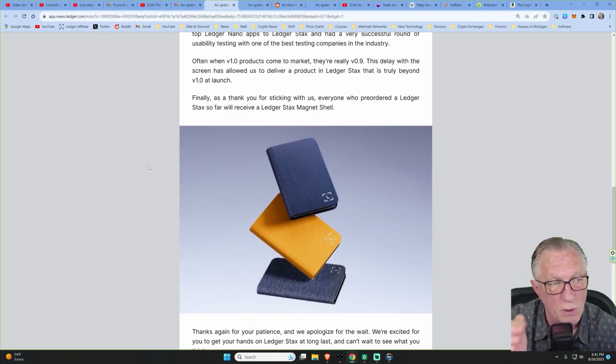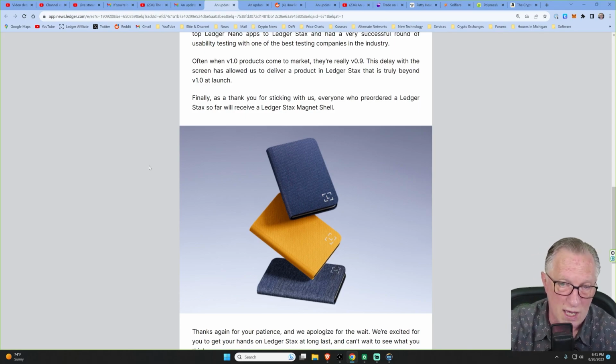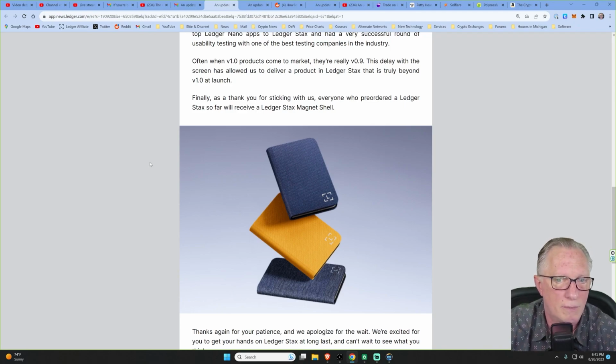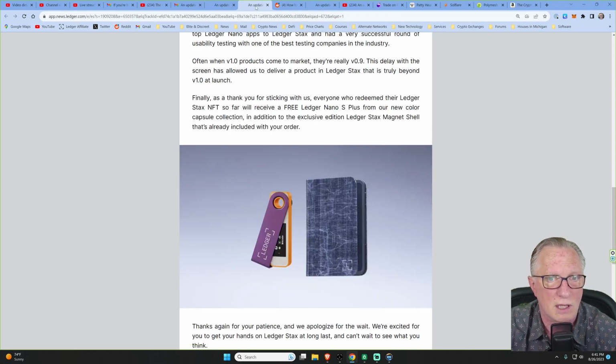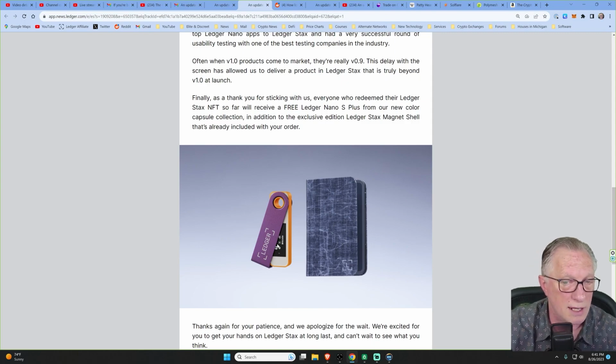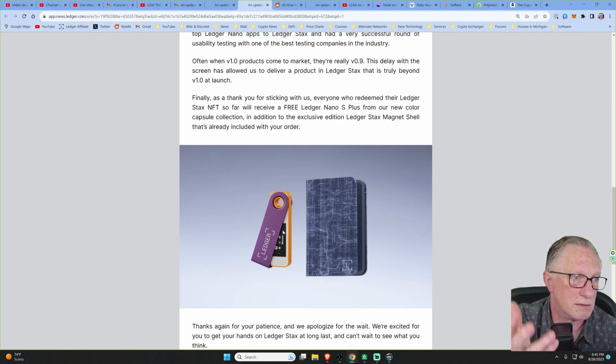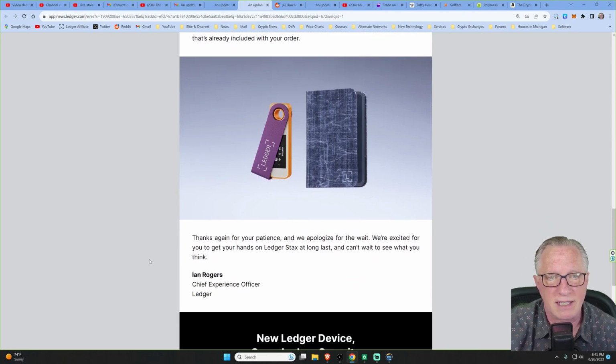So if you just pre-ordered a Stax from Ledger directly, or you pre-ordered one through Best Buy, I think there were people that actually ordered them as a pre-order from Best Buy, maybe Amazon as well, those orders are only getting the free case. But if you use the Ledger Market NFT to pre-order your Ledger Stax, you will get not only the case, but in addition to that, a free Ledger Nano S Plus, which is kind of cool. So that's pretty decent news. Thanks again for your patience.